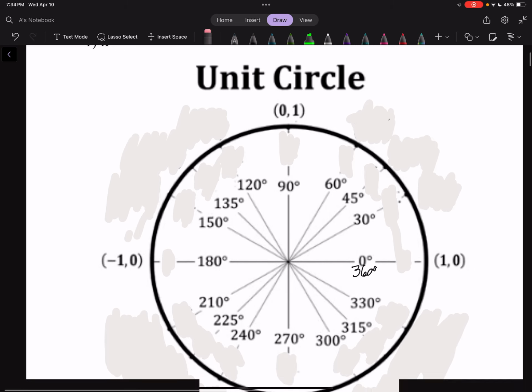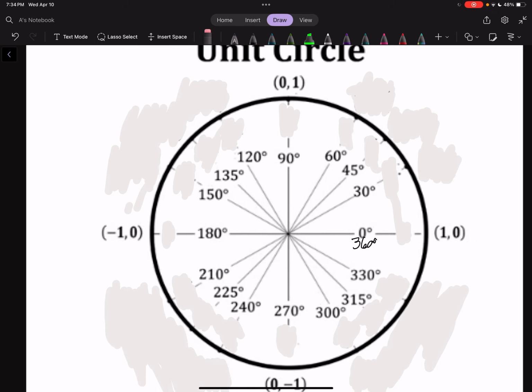Alright. For the unit circle, and what you have used all the way up until now, except for a little bit in Math 3, has been in degrees. So you had 0 up to 360 degrees for the entirety of a circle.